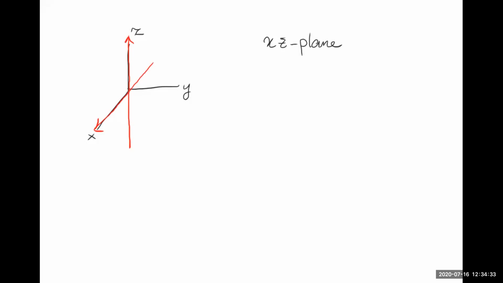Let's look at some other examples. Let's say for our plane we take the xz plane, which is this plane. Let's choose a function. Let's say x is equal to z. We can draw the graph of this function. The graph of this function should be in this plane.